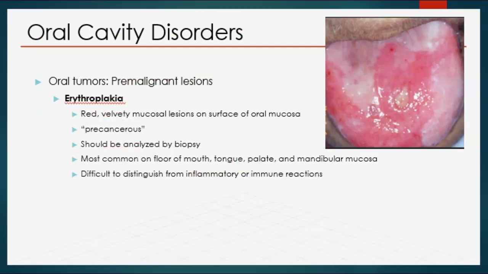So here's an example of erythroplakia. This one is red and velvety, so erythroplakia. And again, this is a lesion of the oral mucosa. This is another precancerous condition, and it should be biopsied. It's most common on the floor of the mouth, tongue, palate, and mandibular mucosa.